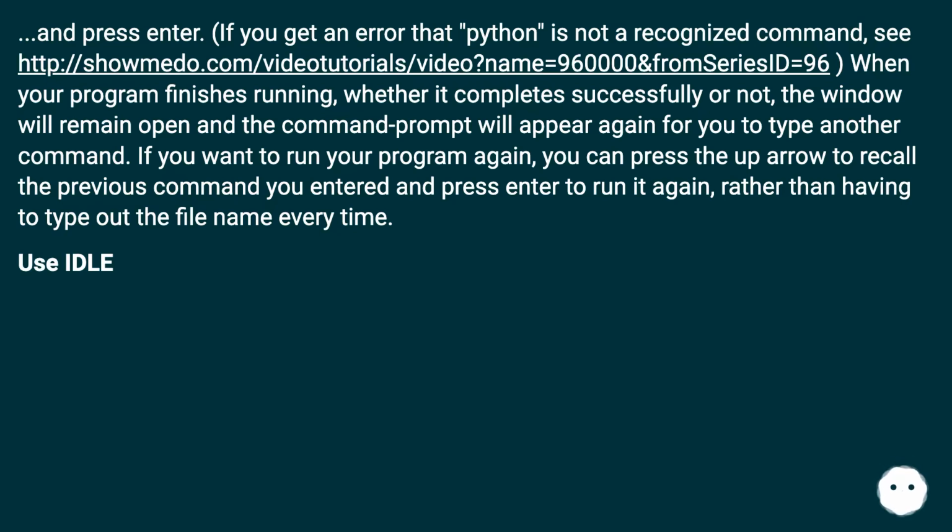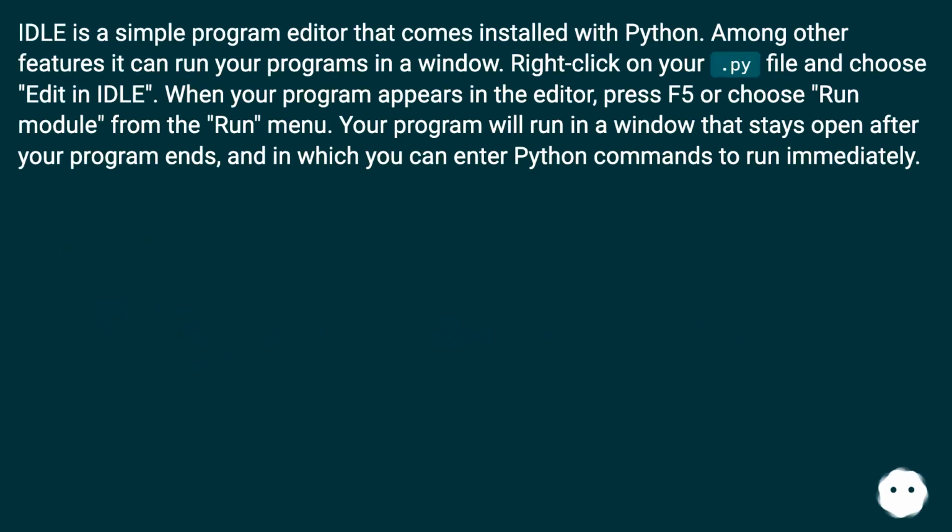Use IDLE. IDLE is a simple program editor that comes installed with Python. Among other features, it can run your programs in a window. Right-click on your .py file and choose Edit with IDLE. When your program appears in the editor, press F5 or choose Run Module from the Run menu. Your program will run in a window that stays open after your program ends, and in which you can enter Python commands to run immediately.